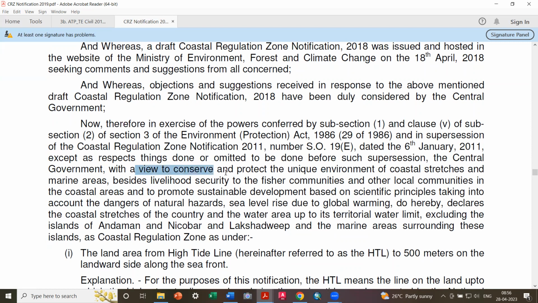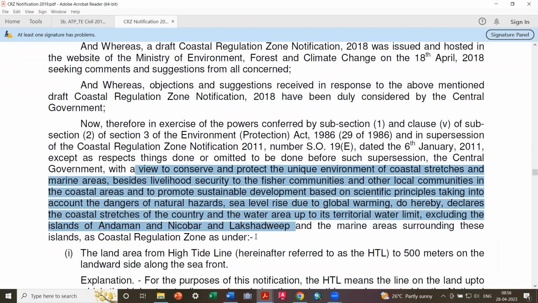the central government, with a view to conserve and protect the unique environment of the coastal stretches and marine areas, besides livelihood security to the fisher communities and other local communities in the coastal areas, and promote sustainable development based on scientific principles taking into account the dangers of natural hazards and sea level rise due to global warming, do hereby declare the coastal stretches of the country and water area up to its territorial water limits, excluding the islands of Andaman and Nicobar, Lakshadweep, and the marine areas surrounding these islands, as CRZ as under.